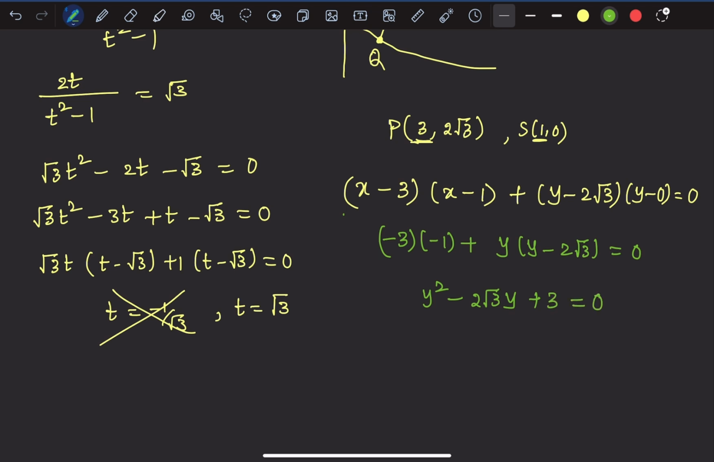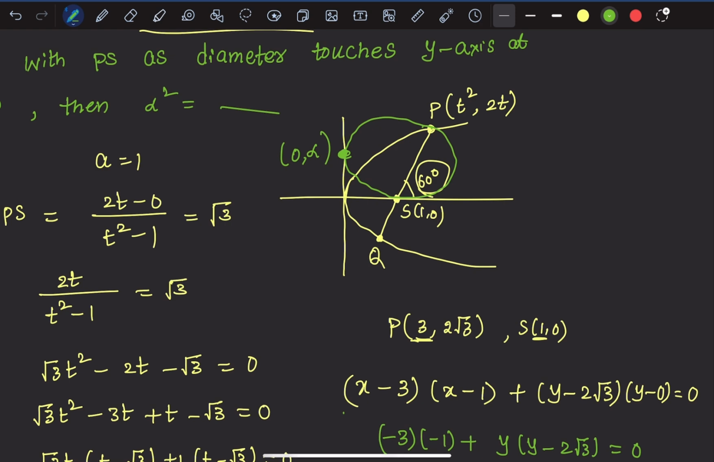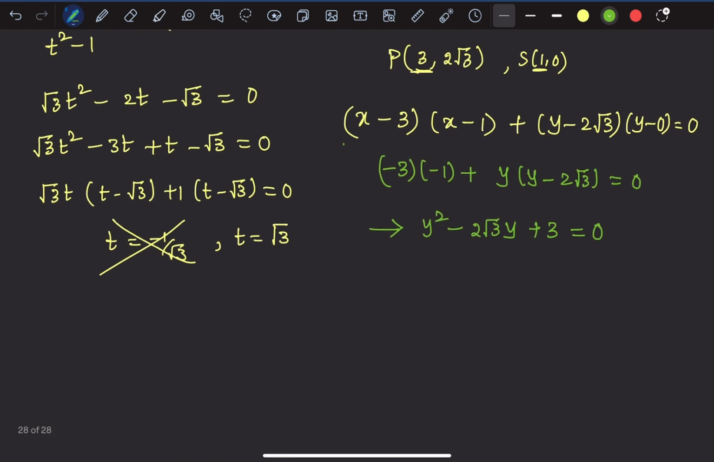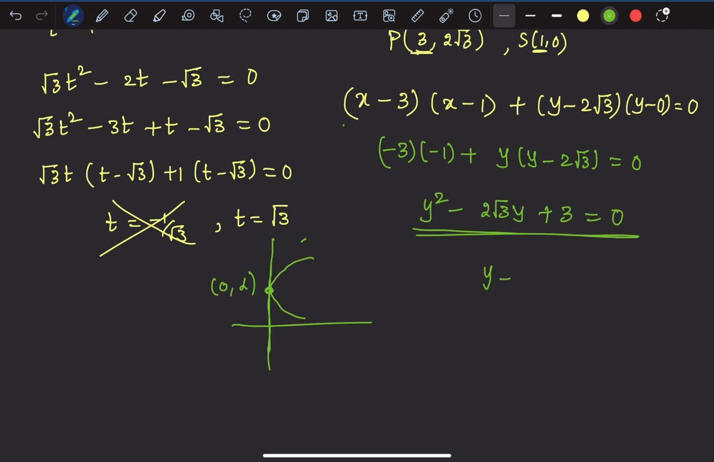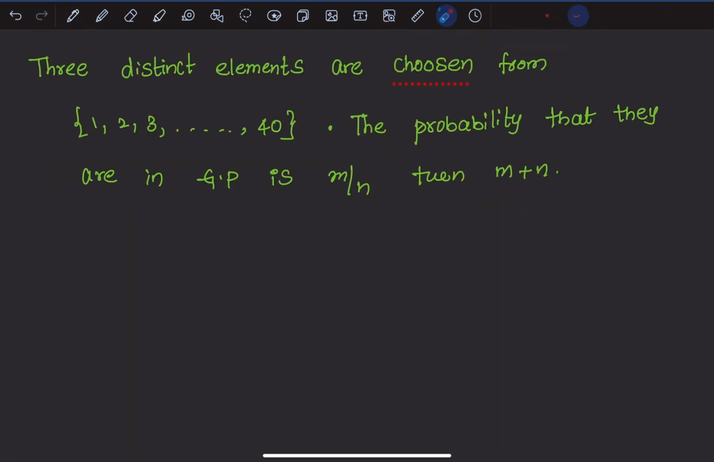Now we have to find out the value of y, and this is a quadratic equation. Since it is touching the y-axis and not intersecting it, this quadratic equation should have only one solution. This can be written as (y minus root 3) whole square is equal to 0. So y is equal to root 3 is the solution, and this is equal to alpha. So alpha square is equal to 3 will be your answer.